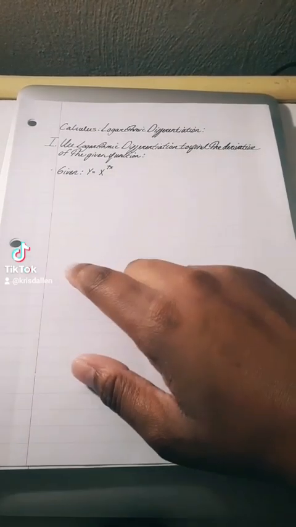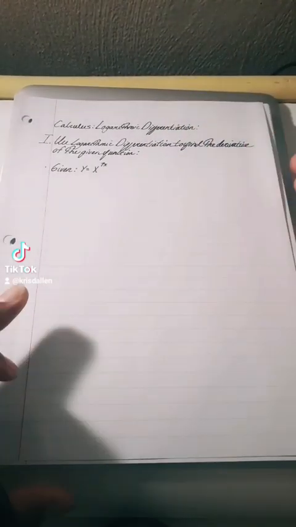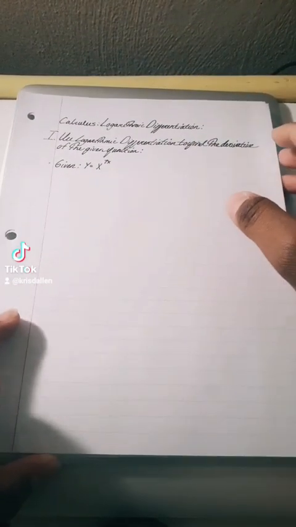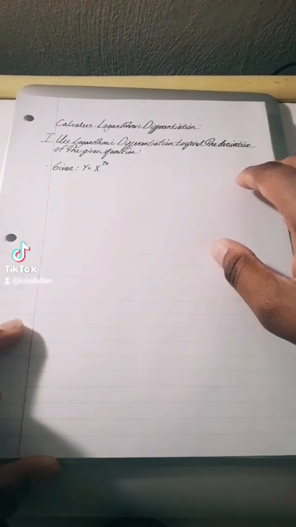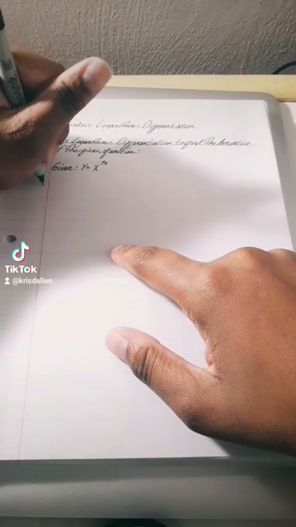And basically the idea of logarithmic differentiation is using the properties of logarithms, or in this case the natural logarithm, to simplify the function so that it's easier to differentiate. And that's basically what the idea is.